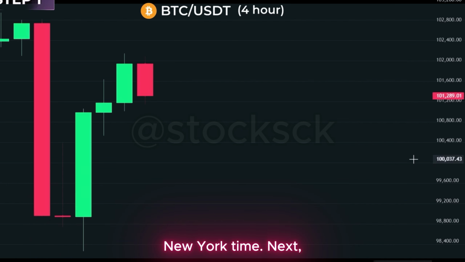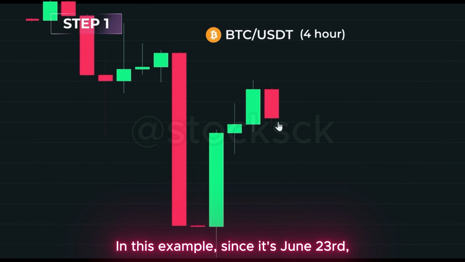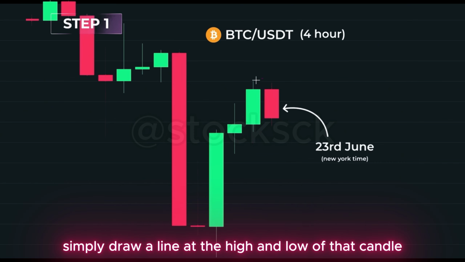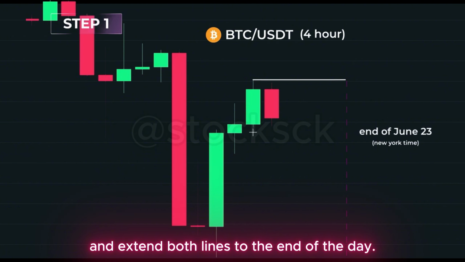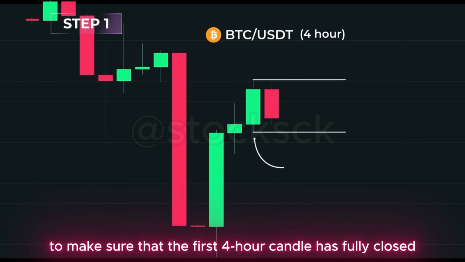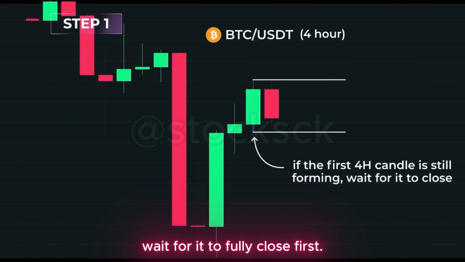Now, this step is very important because we want the first 4-hour candle to be based specifically on New York time. Next, hover to the first 4-hour candle that formed on today's date. In this example, since it's June 23rd, the first 4-hour candle that formed today is this one. Then, simply draw a line at the high and low of that candle and extend both lines to the end of the day. That's your 4-hour range on this chart. Now, an important thing to remember is to make sure that the first 4-hour candle has fully closed before marking the range. If the candle is still forming, wait for it to fully close first.